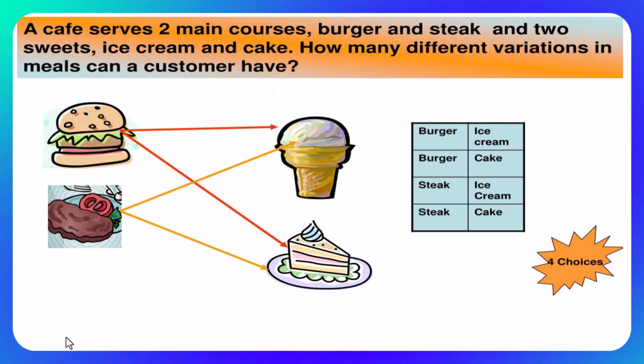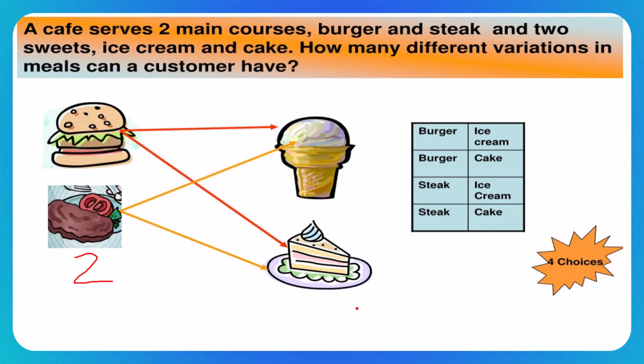All right, let's look at another example. A cafe serves 2 main courses, burger and steak, and 2 sweets, ice cream and cake. How many different variations of meals can a customer have? So for the main course, we have 2.